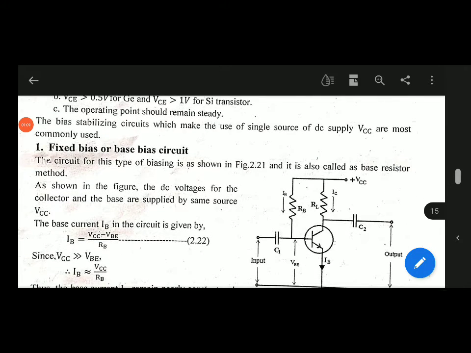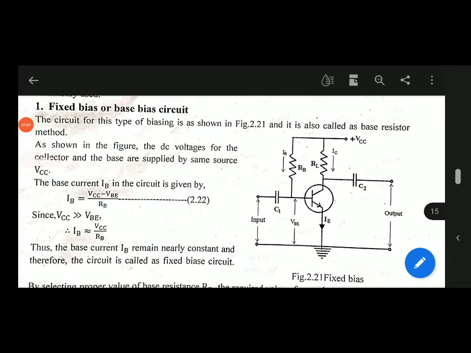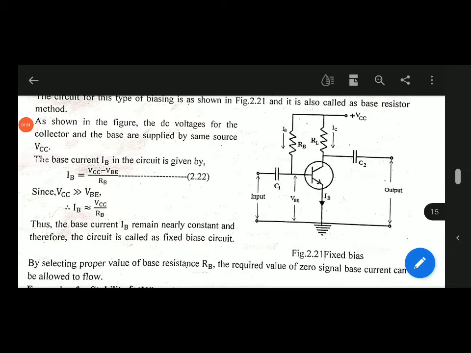Now there is the fixed bias or base bias circuit. Fixed bias is also called the base bias circuit. The circuit for this type of biasing is shown in this figure, and it is called the base resistor method. As shown in the figure, the DC voltage for the collector and the base are supplied by the same source VCC. The base current IB is given by IB = (VCC - VBE) / RB.